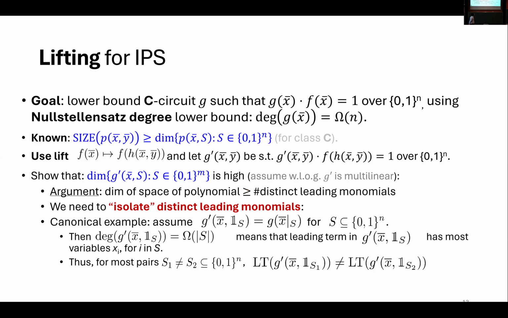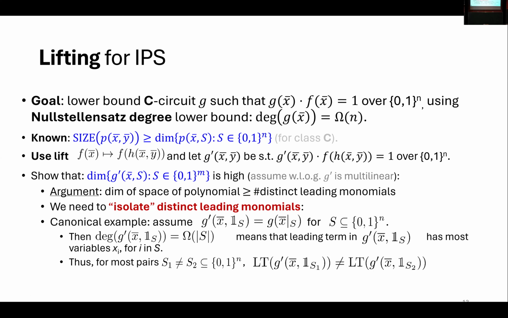Now, let's assume without loss of generality that G prime is multilinear. If it's multilinear, I can assume this because it's a linear operator, so it just decreases the dimension. So if I get a lower bound, it's okay. Now, the argument is this.